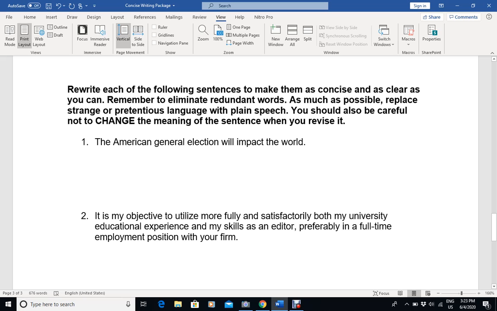Now we want to make sure that we retain the same meaning as we had. So it did say a sizable impact. So we could add, say, an adverb here. The American general election will impact the world enormously.